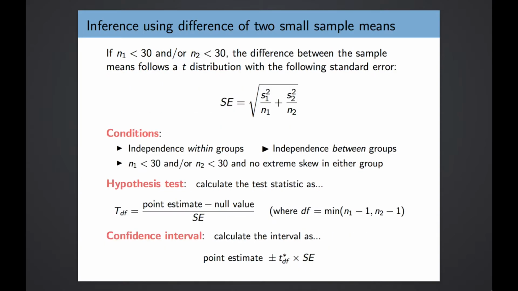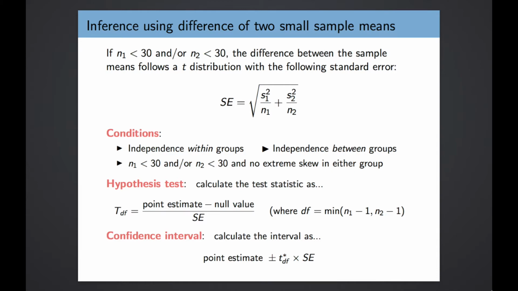We can also expand this approach and do inference looking at the difference of two small sample means. So if we are looking at the difference in means between two samples, and one or both of those samples is small and less than 30, we can also use the t-distribution approach to analyzing that data. So if we're looking at the difference in means between two small samples, we're going to need to use this particular standard error formula. This is the same formula that we use when we are looking at the difference in means for samples of any size, the standard deviation of one sample over the sample size for that sample, plus the standard deviation of the other over the sample size of the other, and that's all square rooted.